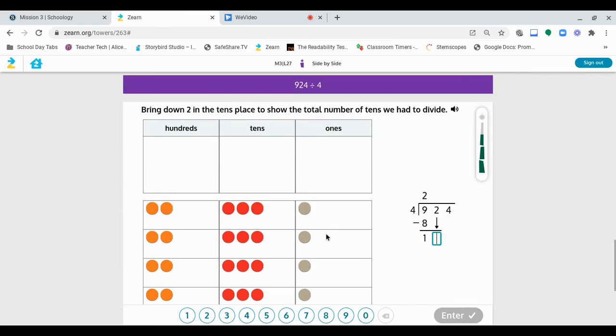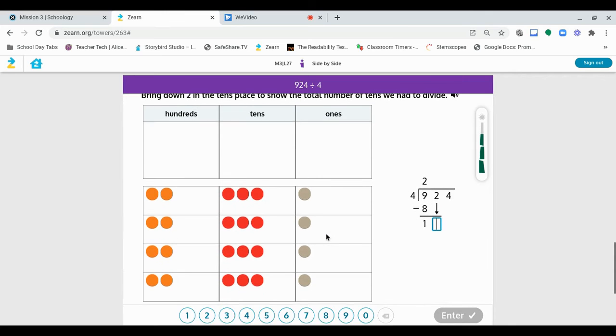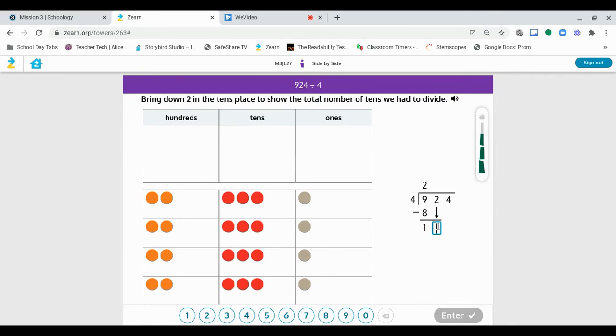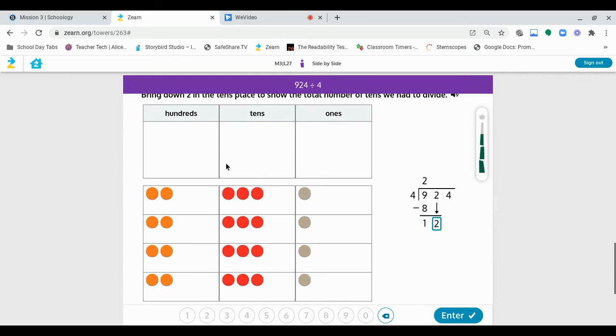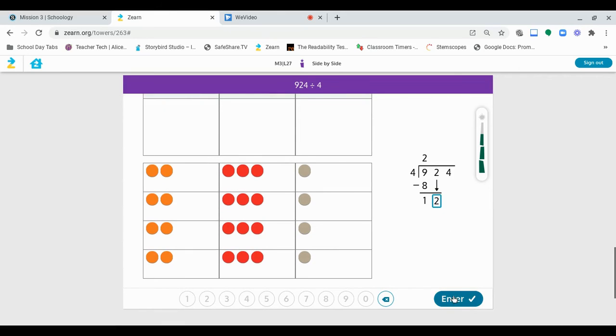Now we're going to bring down the 2 in the tens place to show the total number of tens we had to divide. So now I'm just going to bring down this 2, because remember we redistributed the 100 we had left into 10 tens. So it became 10 more, which made us have 12 tens. And that's what we're showing here when we bring down that 2. We had the 100 left over, we had the 2 tens, and we made 12 tens out of them.